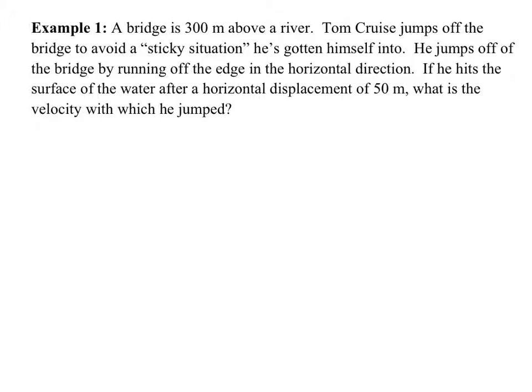So he runs off with only horizontal velocity. I wrote he jumps off the bridge, but by running off the edge only in the horizontal direction, like the tennis ball that Mike just rolled across the table. That's Tom Cruise running off the bridge, just running straight off. He hits the water after a horizontal displacement of 50 meters. So he's fallen down 300 meters, and he's gone horizontally 50 meters. We want to figure out what the velocity is with which he runs off the bridge. I should say runs instead of jumps. What is the velocity with which he ran off the bridge? I should correct that for next year too.